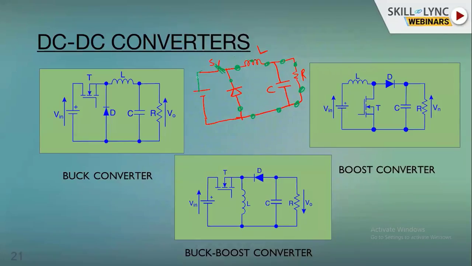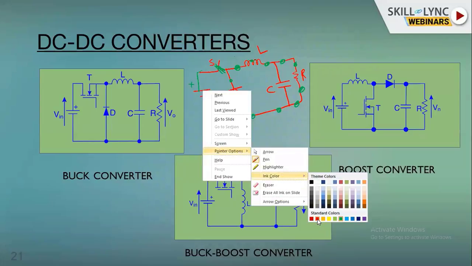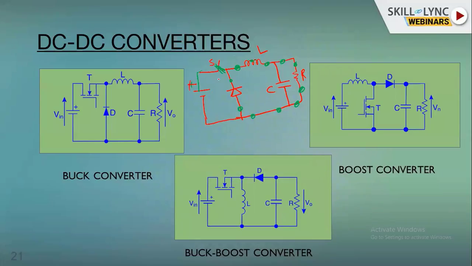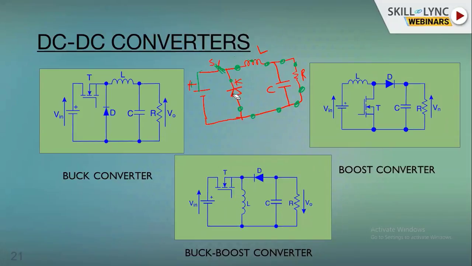Once this is connected, this diode is reverse biased with respect to the positive polarity of the source. This is the anode and this is the cathode, so it is blocking. That means the diode path is not there. So what happens if it is not there? It charges the inductor and goes to the load. So during the on stage, the path is like this. It charges the inductor, feeds the load, and comes back to the source. The capacitor is just trying to maintain the voltage across the load. That's all. Any drop, the capacitor will charge and discharge.